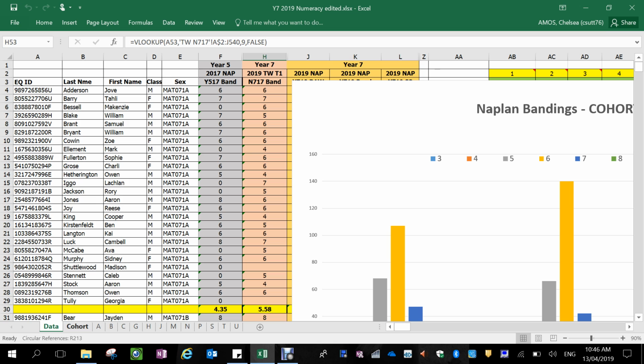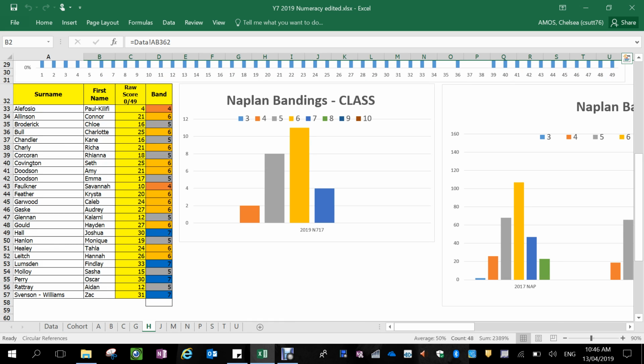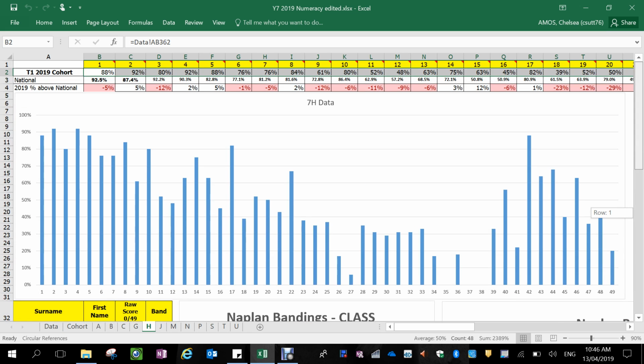So what I want you to do first is you'll click on Cohort, and this will show you how the students at Meriden performed with the different questions. So this is everybody. And it also shows you the percentage correct of our group as a whole. From there, click on your class and you will have a corresponding graph.